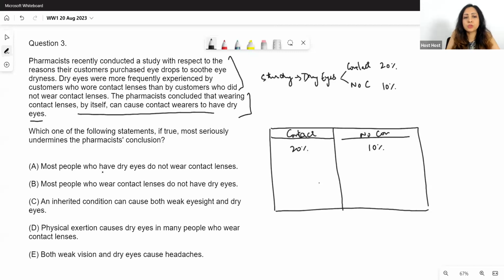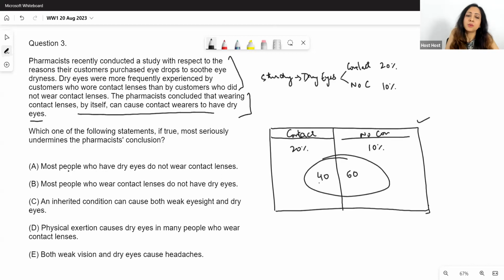Now, most people who have dry eyes do not wear contact lenses. So I'm told that in this universal set of all people, let's say the ones who have dry eyes are over here. Most people who have dry eyes do not wear contact lenses, right? So I have 60 here and I have 40 over here. This is what it tells me.